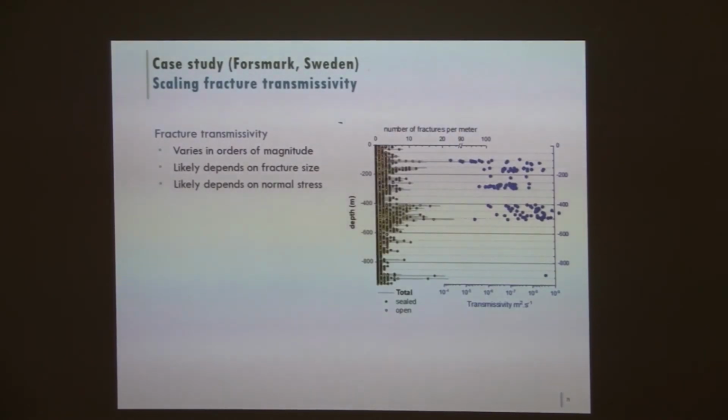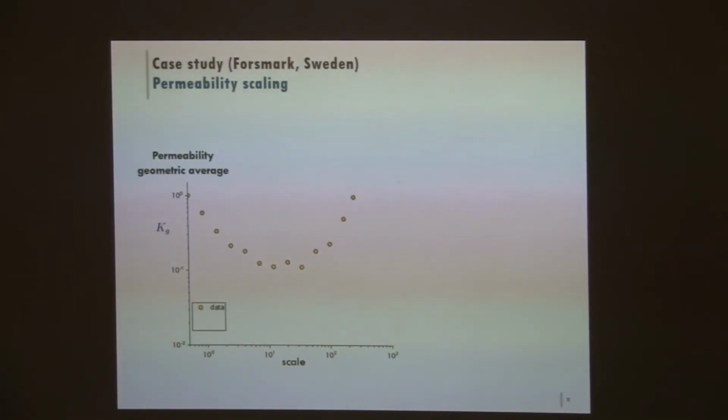Okay? We also have to scale the fracture transmissivity. So we know that fracture transmissivity varies over orders of magnitude. It's likely depending on fracture size. This is one parameter that you have to put in your scaling process. And it's also likely dependent on other parameters like normal stress. Okay?